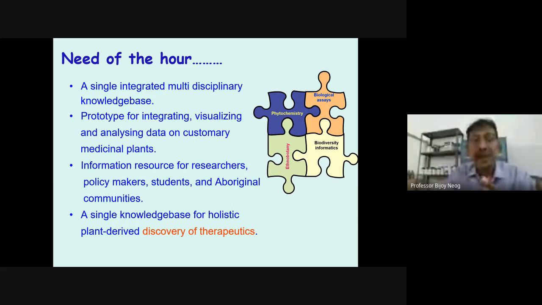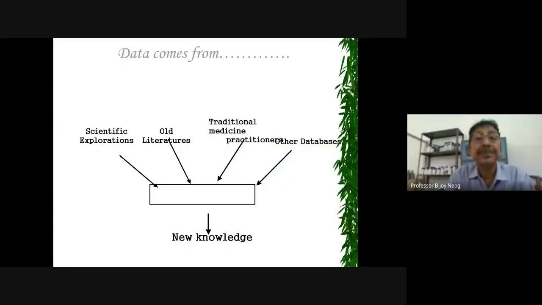This kind of integrated multidisciplinary knowledge base can lead to the discovery of new chemical entities or therapeutics. Now, the question is where the data will come from. There are many sources. It can come from scientific explorations or literature, also traditional medicine practitioners, and ultimately it can constitute new data that can be utilized by our future generation.